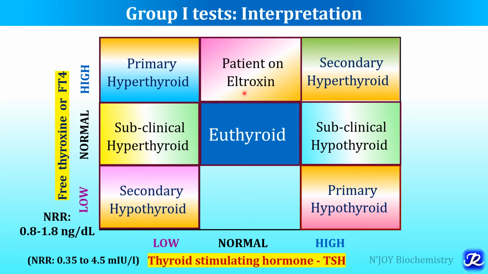If the patient is on thyroxine, that is the medication used to treat hypothyroidism, in this condition free T4 can be high but TSH will be normal. If TSH is normal and free T4 is low, then it is non-thyroidal illness. So this is the interpretation of group 1 thyroid function tests.